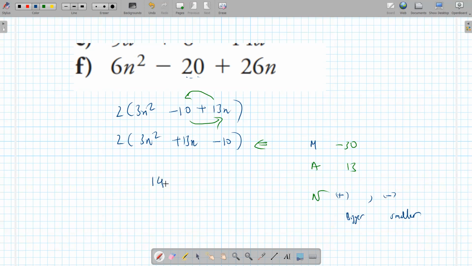Now it's trial and error. 14 and negative 1 doesn't work. What about 15 and negative 2? Does that work? It does. Yeah, there you go. Those are your numbers, 15 and negative 2. So that's how sometimes you can decipher what it is, okay?